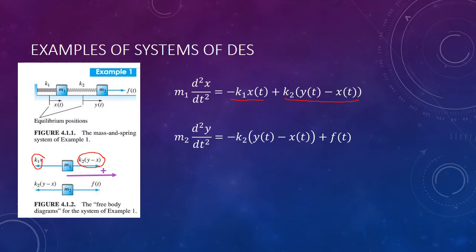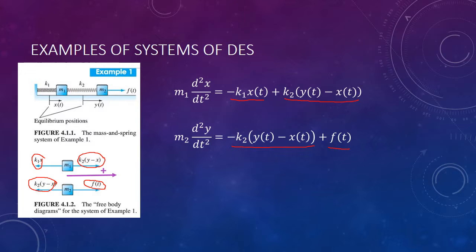And then our second equation is the forces acting on this mass. You've got this force right here acting on mass 2, and that's this one right here. And then you've got this force right here acting on mass 1. And so that gives us equation 2.